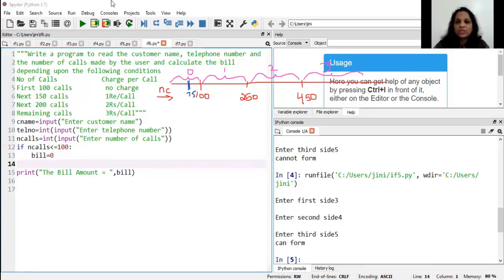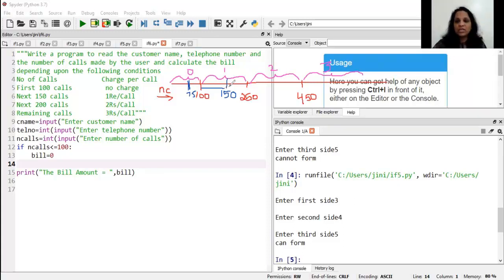Now let me just show an annotation here. Suppose he has made 150 calls. Are you going to be charging him 1 rupee for all the 150 calls? No, you're supposed to be charging him only for this range. What does this range mean? 150 minus 100, or the number of calls minus 100. For that much, you will charge him 1 rupee.